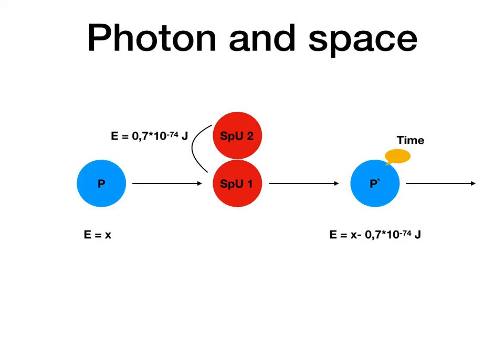We can now complete our little drawing about the interaction of a photon P with a space unit 1. The photon P loses with every interaction with a space unit 0.7 times 10 to the minus 74th joules. And it earns a time badge, which it will never get rid of. Space Unit 1 uses the energy and creates a Space Unit 2.